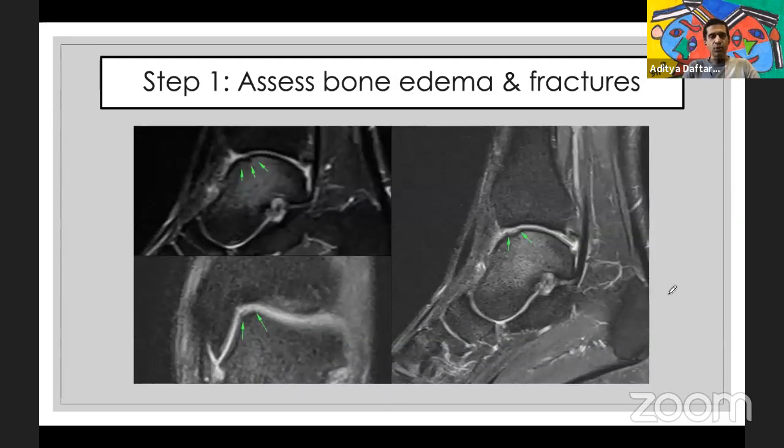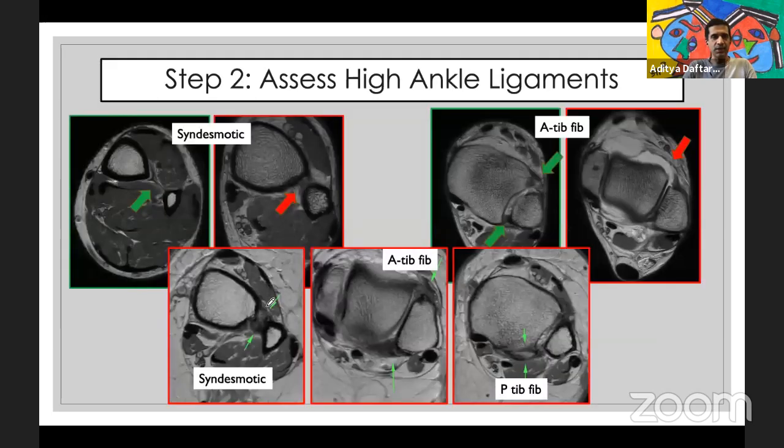Another common area of bone edema is the talar dome, and the medial aspect of the talar dome, to be more specific. This is an important area for impaction, and we'll talk about talar osteochondral lesions in a little bit. Once you've looked at the bone edema, the next thing you want to determine is whether the low ankle ligaments are involved or the high ankle ligaments are involved, keeping in mind that somebody who has high ankle ligament involvement is a potentially surgical candidate, whereas somebody who has a low ankle ligament involvement is less likely a surgical candidate.